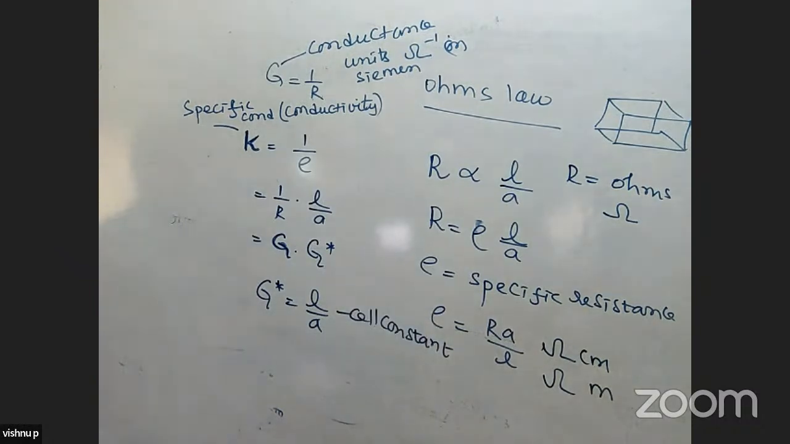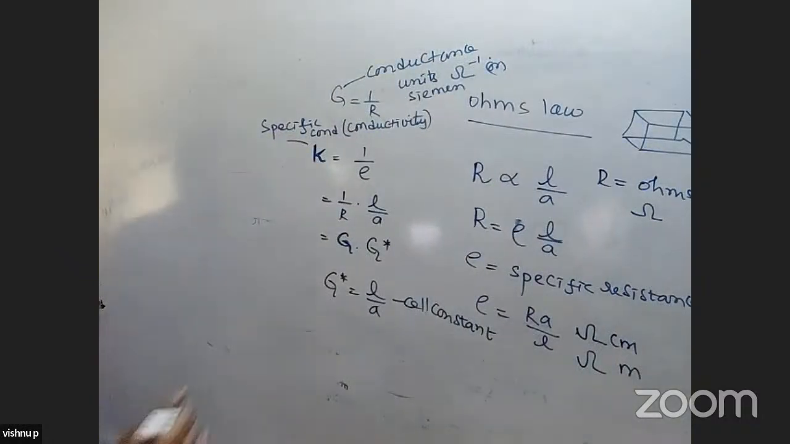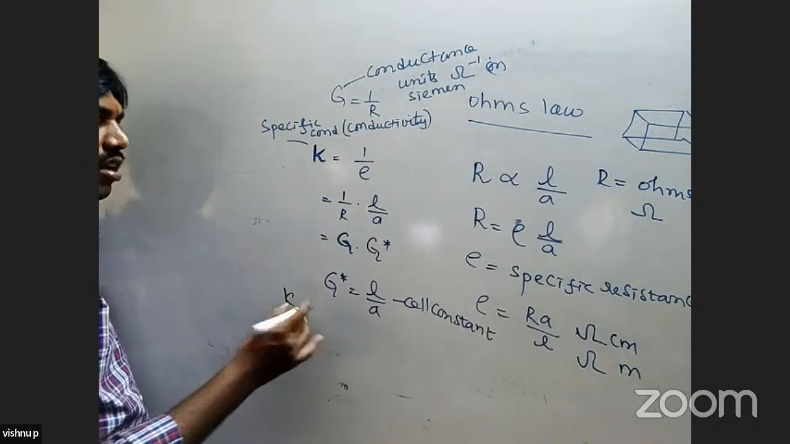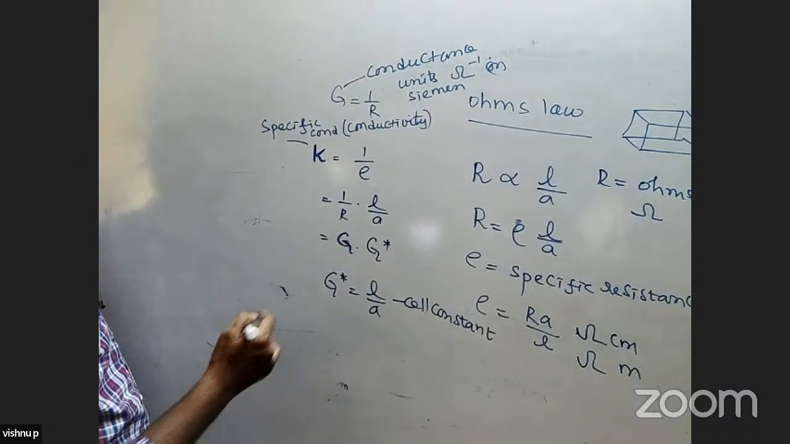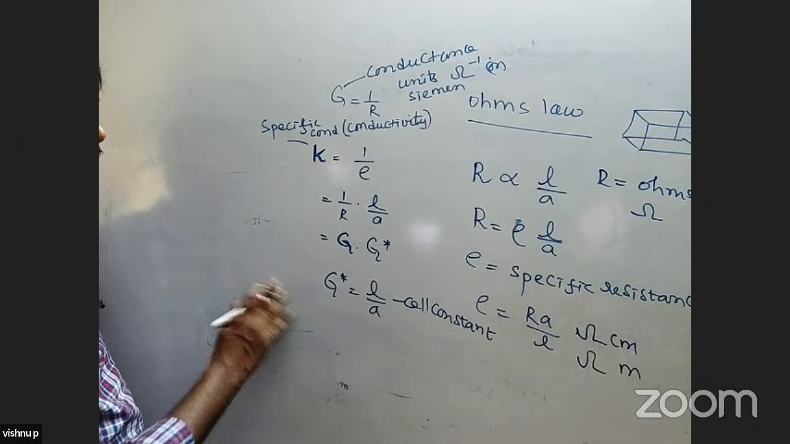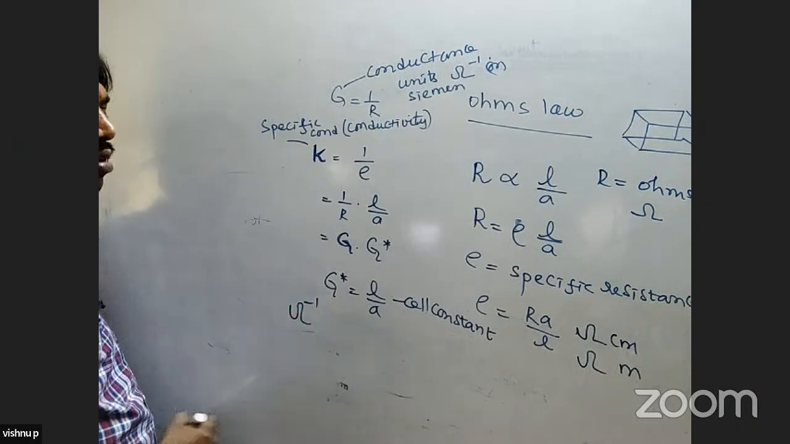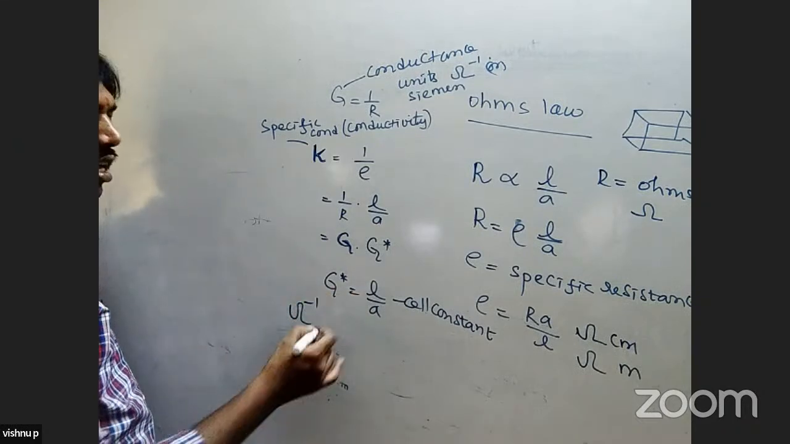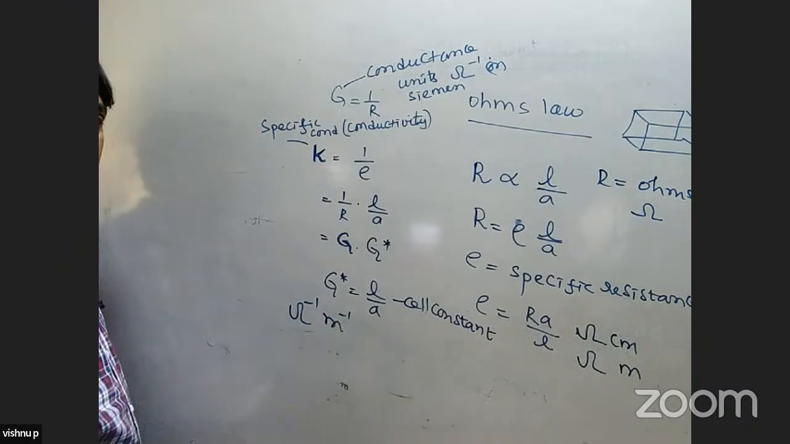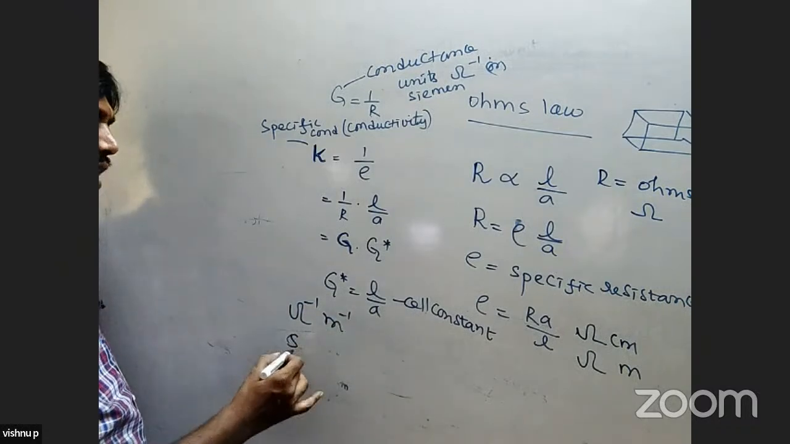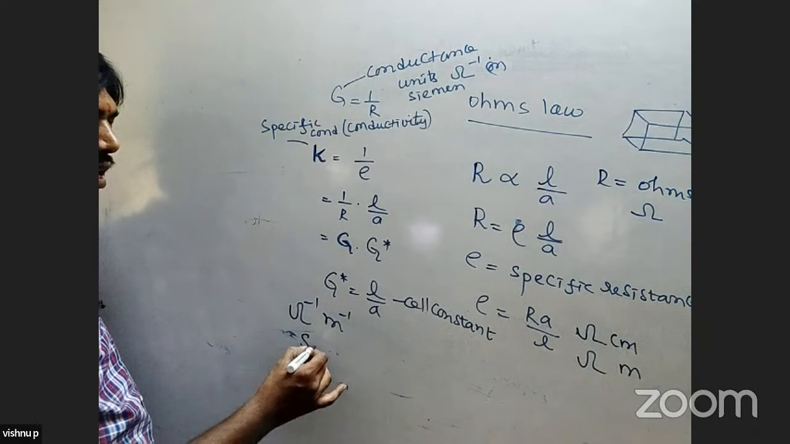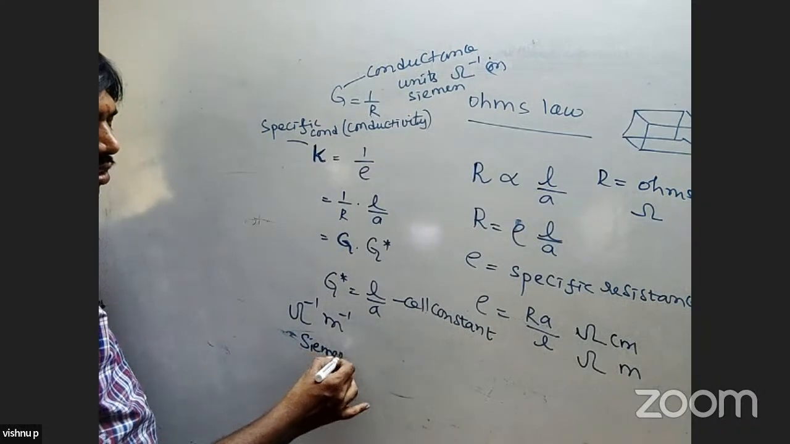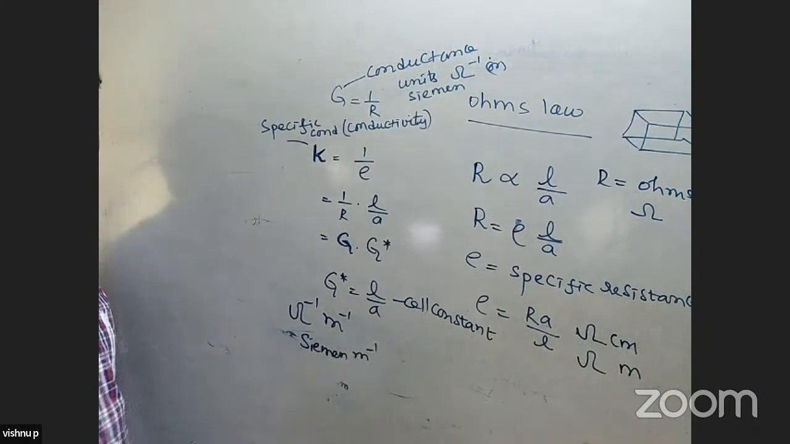And what are the units of kappa? That is the specific conductance. Units: 1 by R, that is reciprocal of ohm, and L by A, that is per meter, so we can write Siemens per meter. Okay, so this is called the specific conductivity.